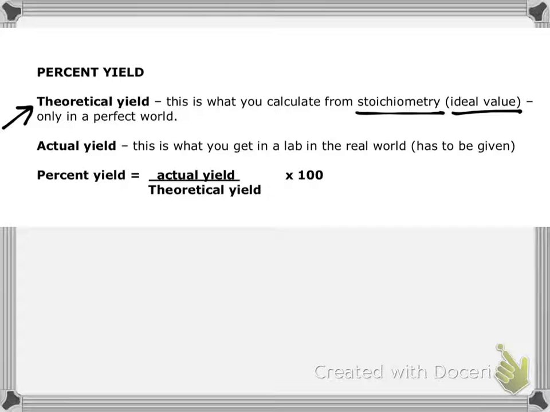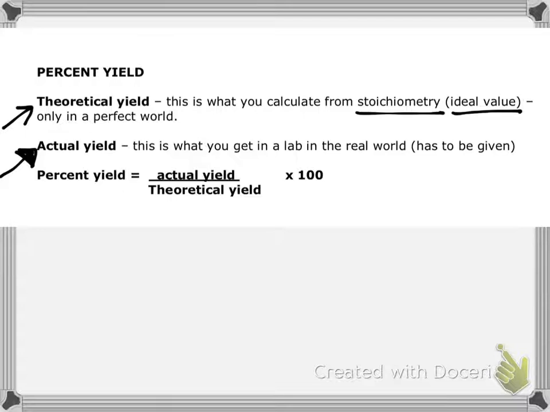Actual yield is the value that we get that we've measured in the lab. So we go and we run an experiment, we collect a product, and we put it on a balance and mass it. That is called actual yield, what our lab gave us, what we were actually able to collect in the lab.